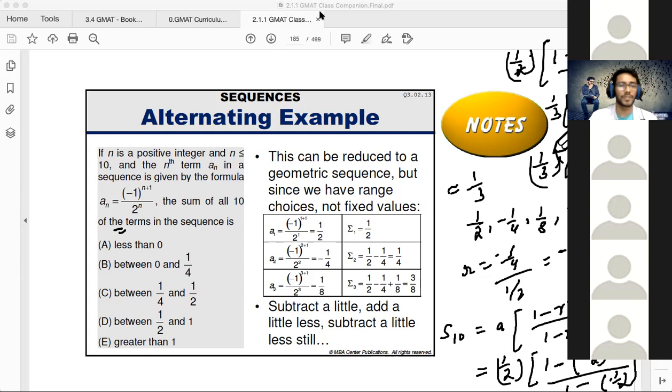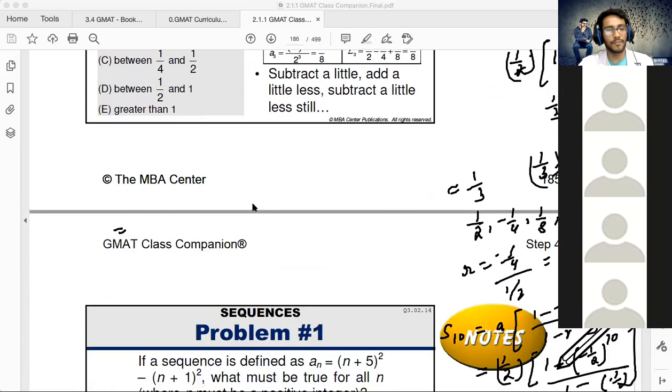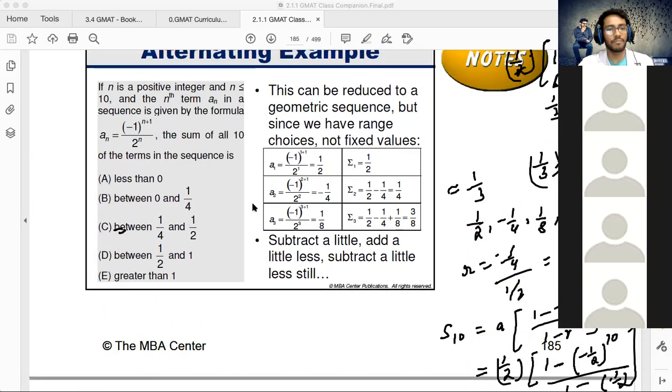So which option? Close to 1 by 3. 1 by 3 is 0.33. Subtract a little. So less than 0, no. Greater than 1, no. Between 0 and 1 by 4, where 1 by 4 is 0.25, no. 1 by 3 I am getting, so between 1 by 4 and 1 by 2, we can say. So remember the formula. The answer can be C.